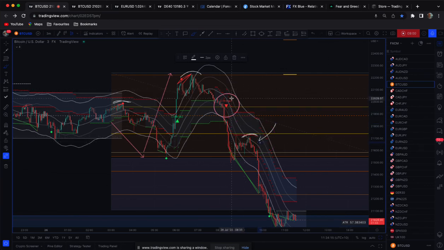What we generally do is we'll wait for this signal, and we look for the retest when it trades back and starts to roll over. Okay, so that's our cue.